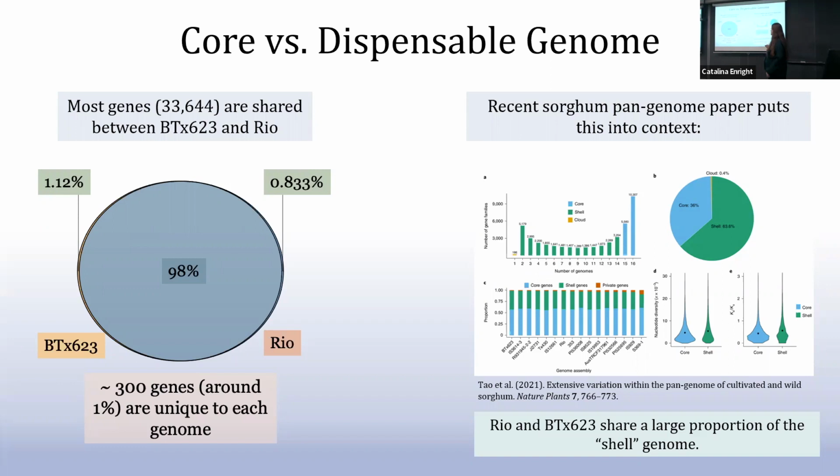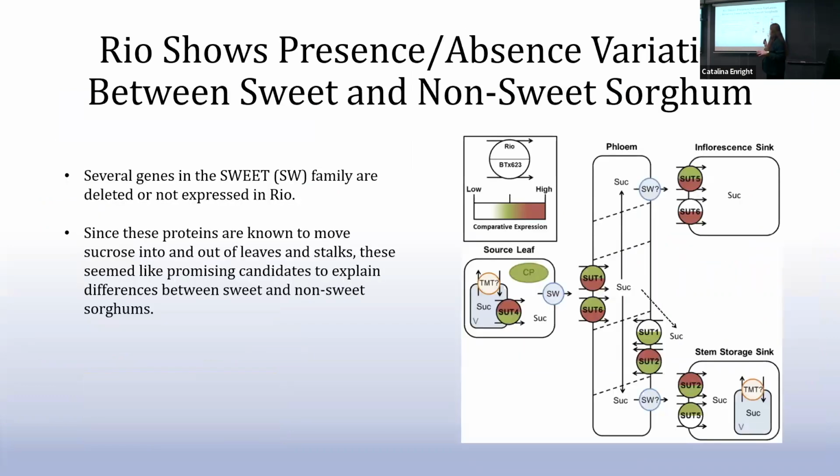So what we know once we see this is that what BTX623 and Rio are sharing is a lot of the shell genes, as well as a lot of the core genes. So they have genes that they share with each other that other sorghum lines might not have, but that they do also share. And so we did go in and look at, well, they might not have that many differences, but they still got a few hundred. So what were those? What genes does Rio have that BTX623 doesn't, and vice versa? And has that got something to do with the sugar phenotype?